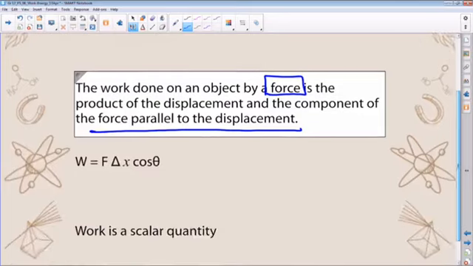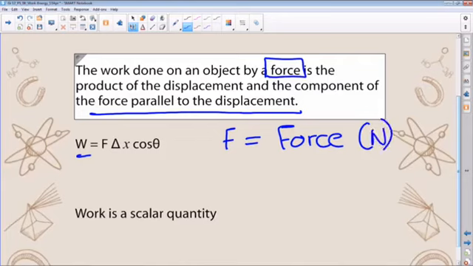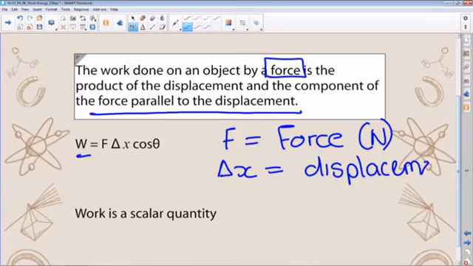Okay, so now we've got the equation W equals F delta X cos theta. Remember, F is the force that's acting, which means that will be in newtons. Delta X is the displacement. And of course, we're using delta X because we're looking at displacement in the horizontal component, this way, horizontally. Okay, that's fine. Then cos theta is the angle of the force, okay?